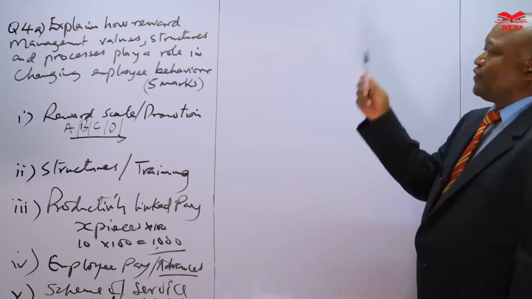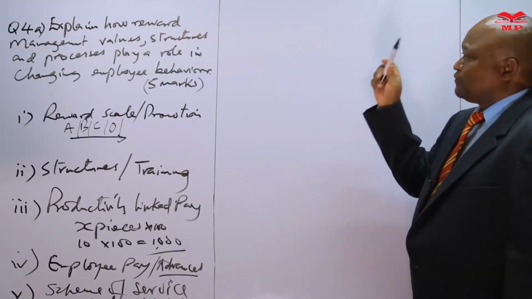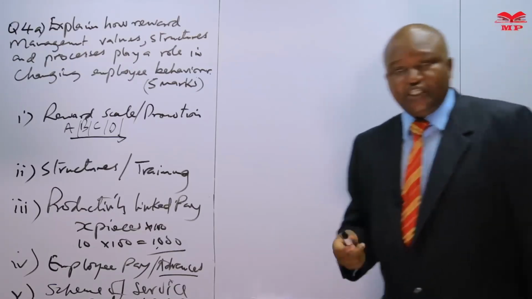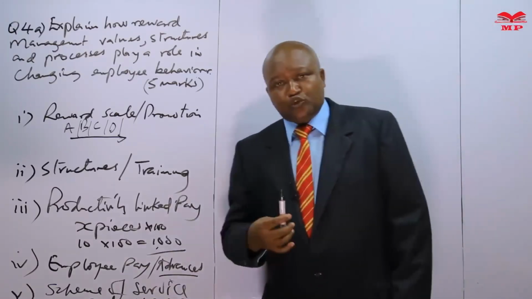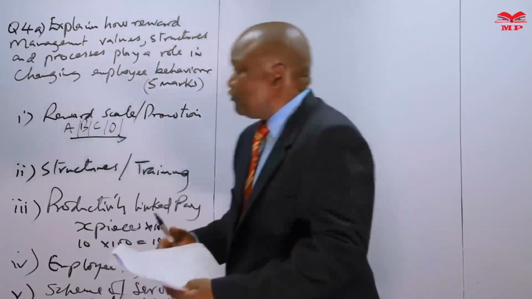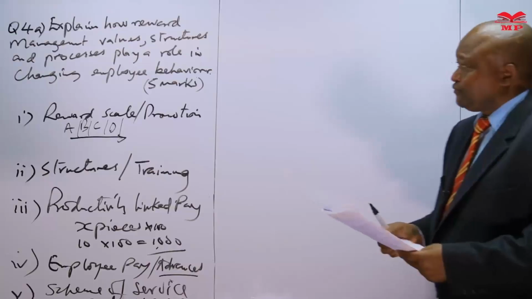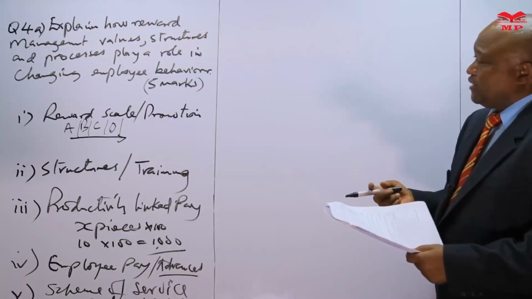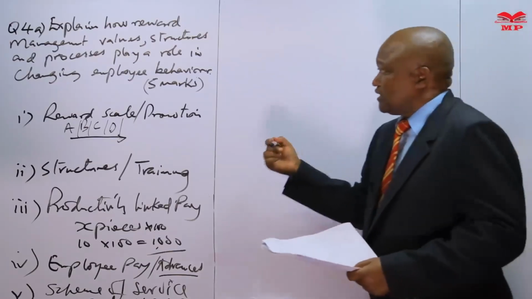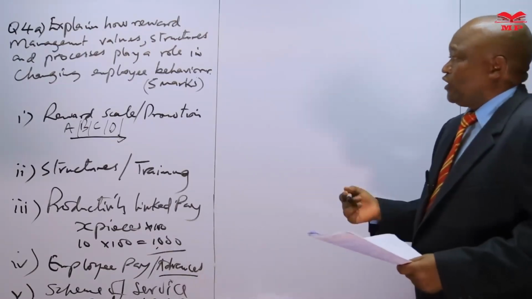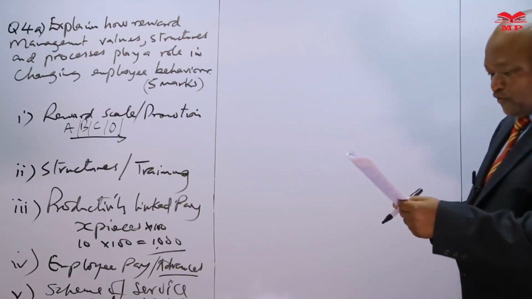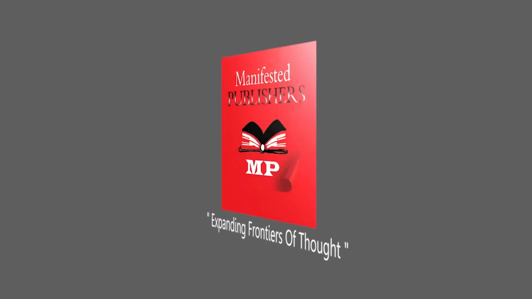So this is how reward management values, structures, and processes may play a role in changing employee behavior in relation to reward management structures, scales, and values. That is a sample response to question number 4A, which required the candidate to explain how reward management values, structures, and processes play a role in changing employee behavior in a working environment. So that was question 4A.